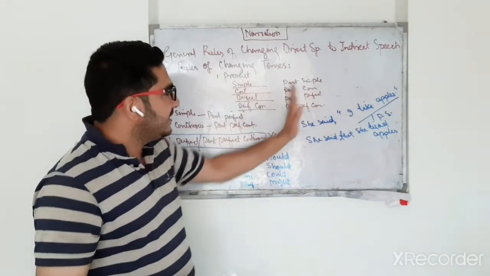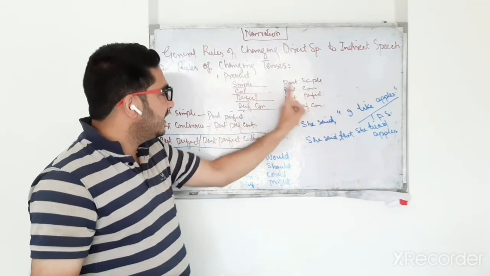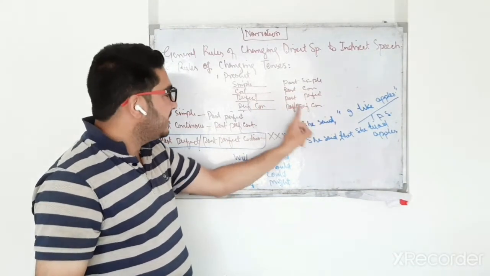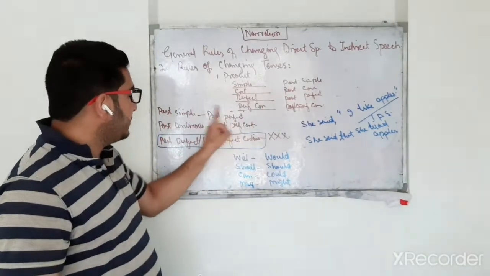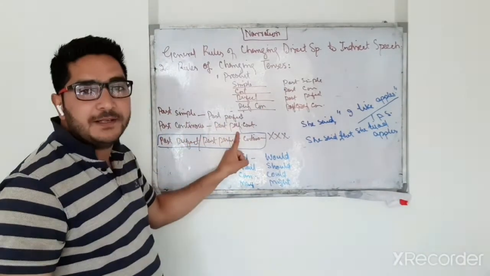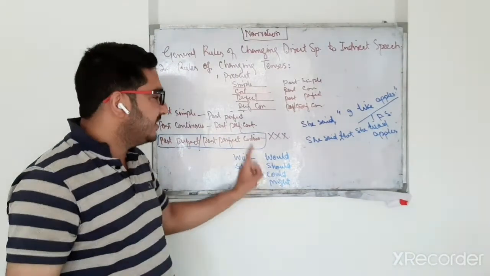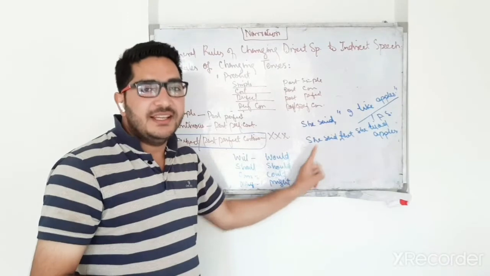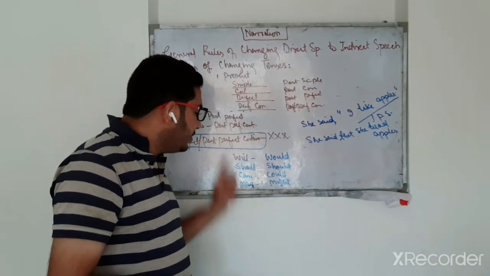So present tenses are changed into past tenses. Present simple, past simple, present continuous, past continuous, present perfect, past perfect, present perfect continuous, past perfect continuous. Then past tense: past simple into past perfect, past continuous into past perfect continuous. And as far as past perfect and past perfect continuous are concerned, they remain unchanged. And will becomes would, shall becomes should, can becomes could, may becomes might.